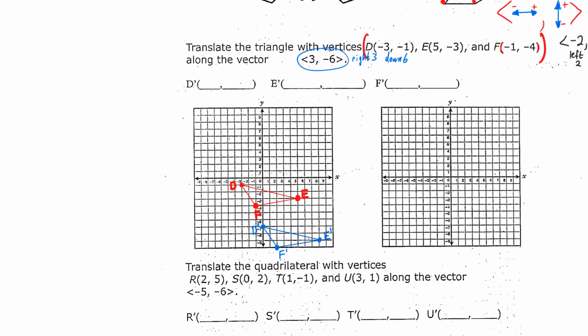Now, what are the coordinates of D prime? Very good, 0, negative 7. What are the coordinates of E prime? 8, negative 9. And then F prime? 2, negative 10. Okay?